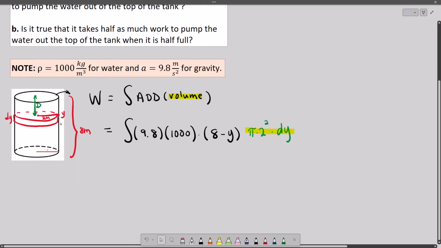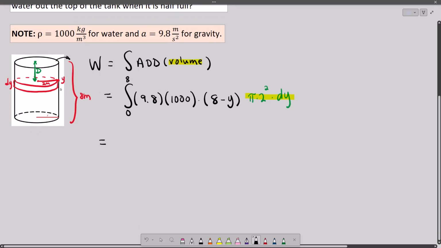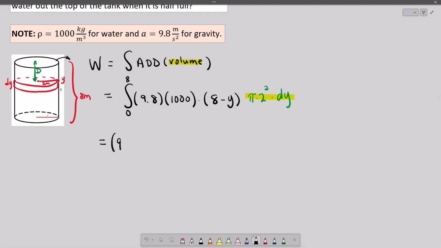All right, and then our limits of integration, this tank is filled, so 0 to 8. Lots of constants right here. So we're going to pull those constants out to the front. That's going to be a 9800. Oh, that is constant also, 4 pi. That's going to come out to the front. So all that's left inside the integral is 8 minus y.